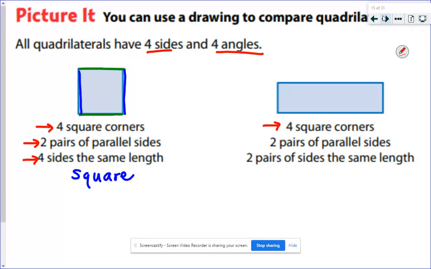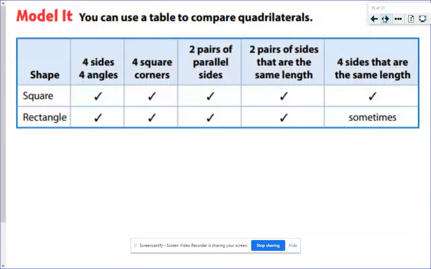It has four square corners, has two pairs of parallel sides, and two pairs of sides of the same length. The ones that are parallel happen to also be the same length. So that makes this shape a rectangle. And these are the same attributes we put on the flow chart yesterday. All that information is taken and put into a table or a chart to be able to compare a square and a rectangle. I'm going to move on to the next slide.